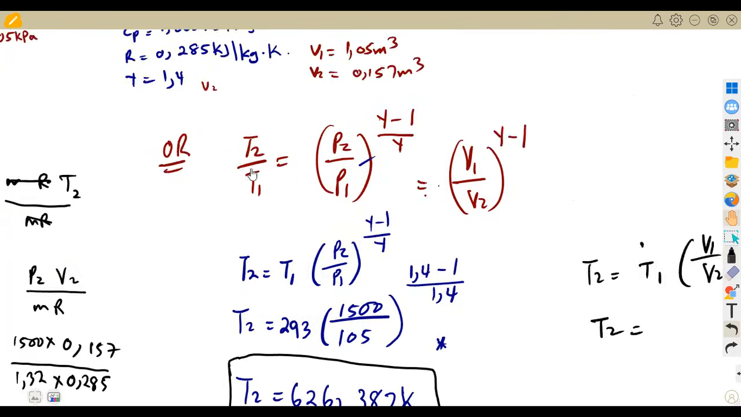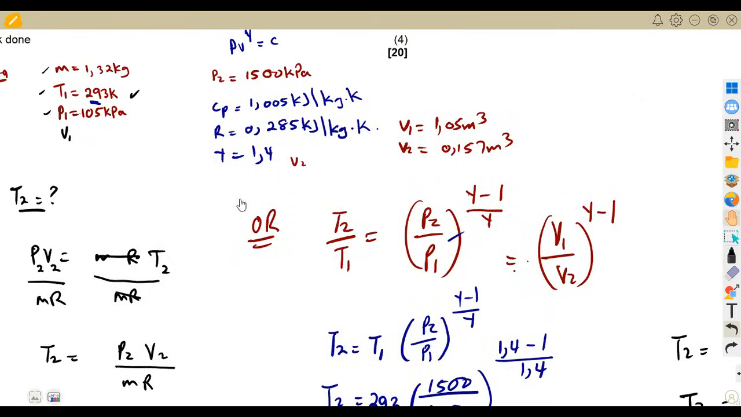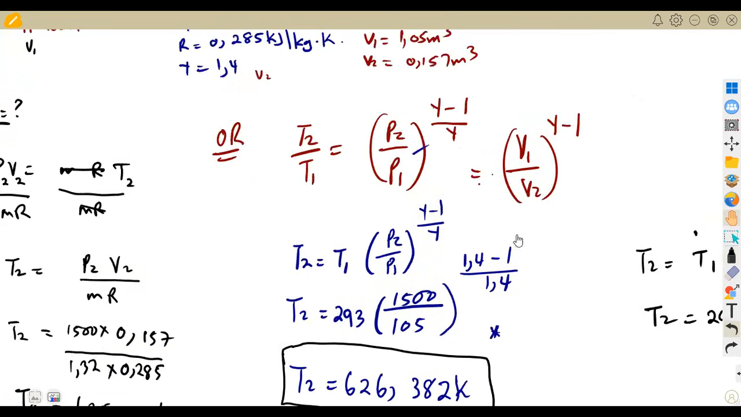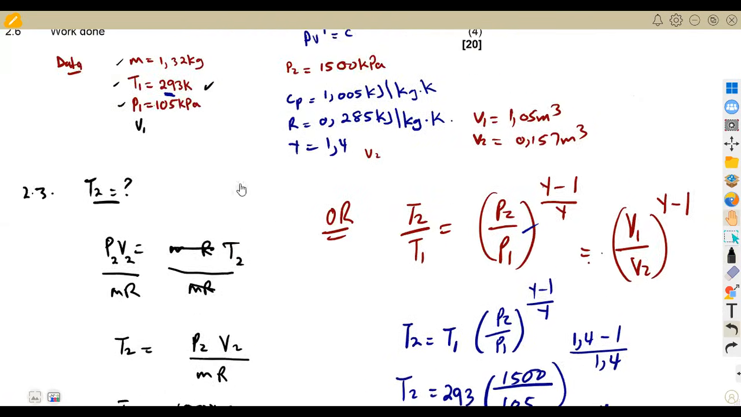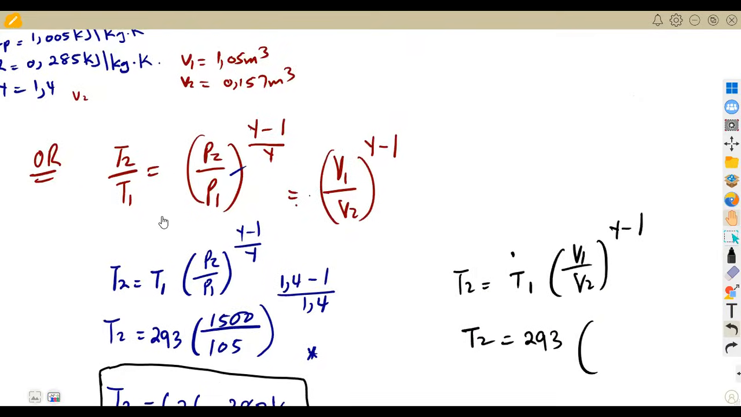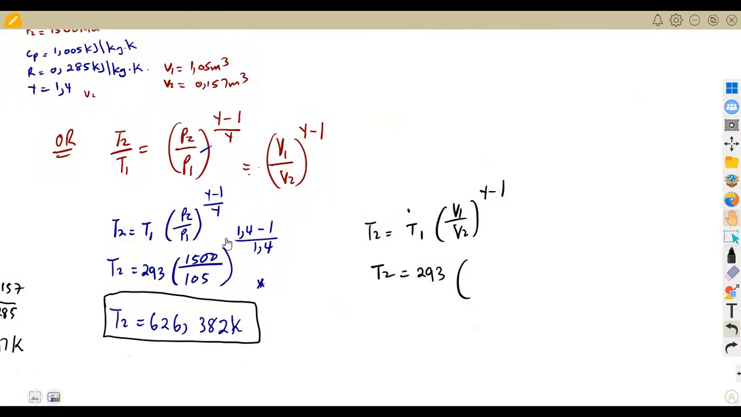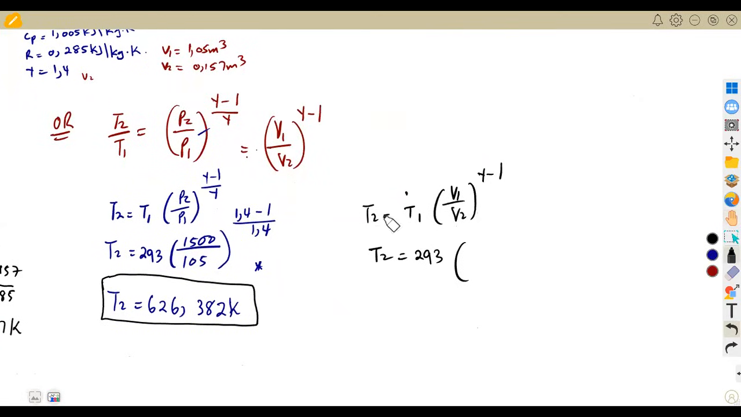T1 is the original value that we have, which is 293, into V1 over V2. V1, it is us who calculated, so here we are not going to have an exact answer. It is just going to be at least close to that one. Remember, it is us who calculated V1, so it's a rounded off figure, which is 1,05, over V2, which is also a rounded off figure. So these answers are not going to be exactly the same.